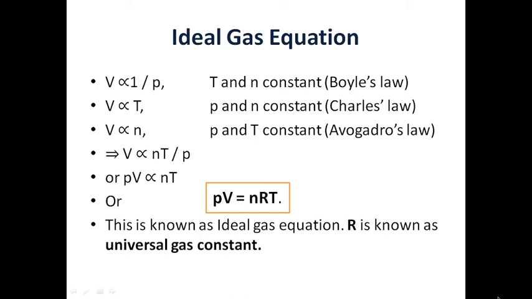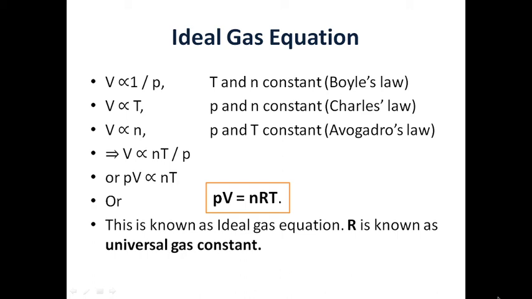And by combining all these three laws, we will get an equation, that is V is proportional to N T over P, or we can say PV is proportional to NT. And by applying a constant, that is R here, finally the equation will be PV is equal to nRT. This is one of the most important equations in chemistry. PV is equal to nRT.